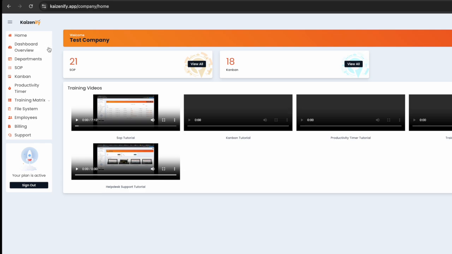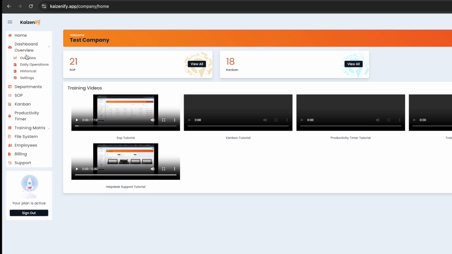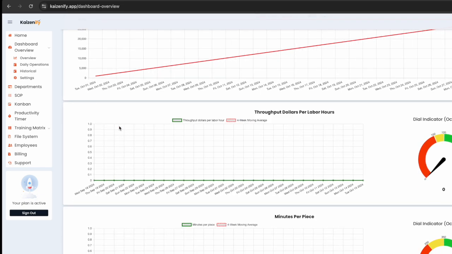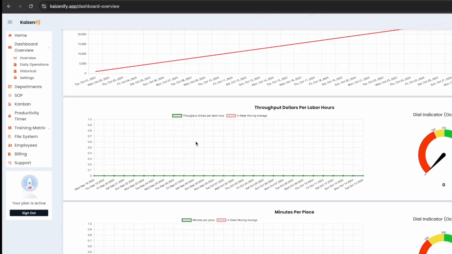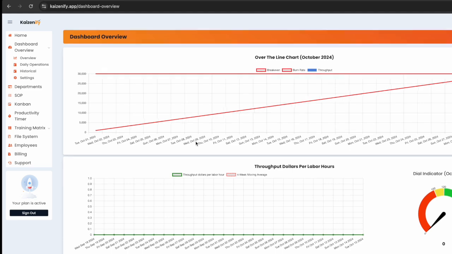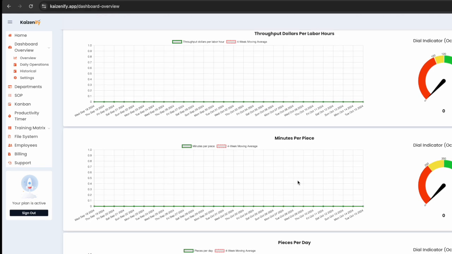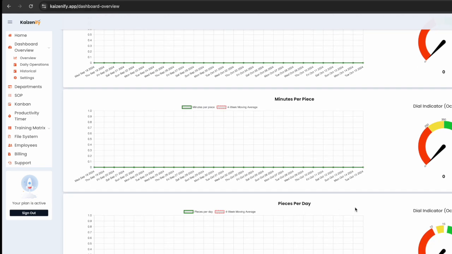So I click on Dashboard Overview, and if we go to Overview as it is, we have an empty chart here because I haven't filled in any data yet, but the shell of the charts and indicators are here. We have the line chart, throughput dollars per labor hour, minutes per piece, and pieces per day.